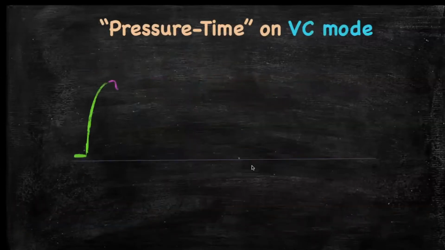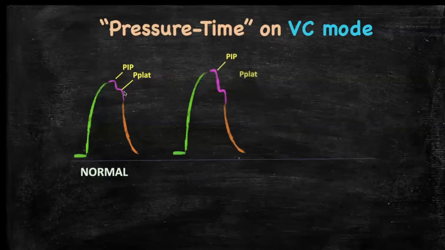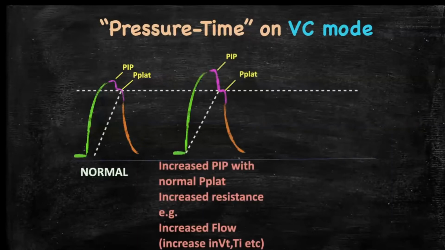And if we look at a pressure time scalar in volume control mode, as I said, volume is constant. So you have two pressures at the peak of inspiration, PIP and plateau pressure. And if there is a situation of increased airway resistance, like bronchospasm, like bronchial asthma, then you will see the plateau pressure doesn't change because alveolar pressure is not changing. But because of increased airway resistance, the PIP is taller. So PIP is taller, but plateau pressure remains the same in situations of increased airway resistance.